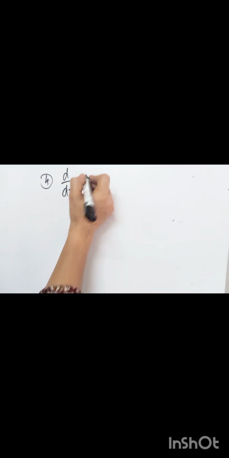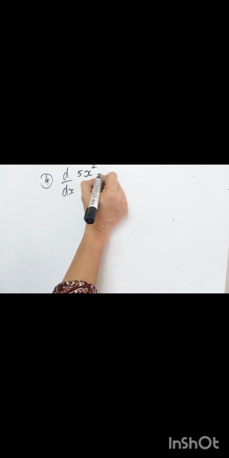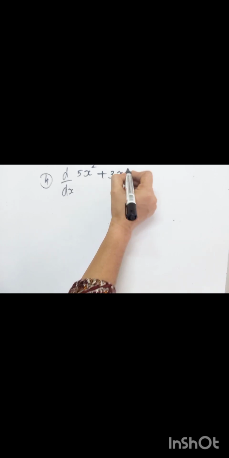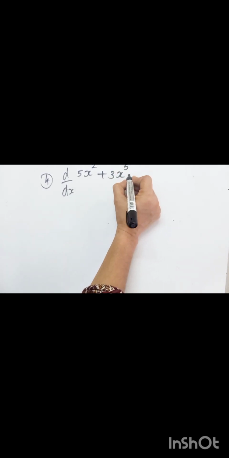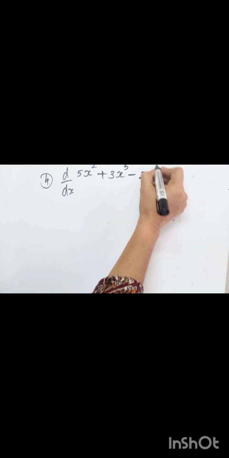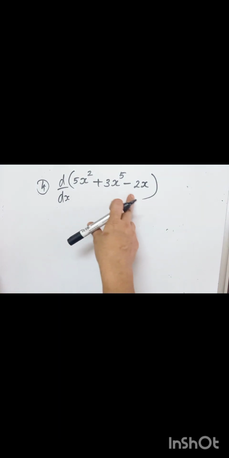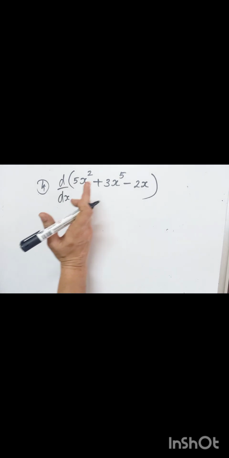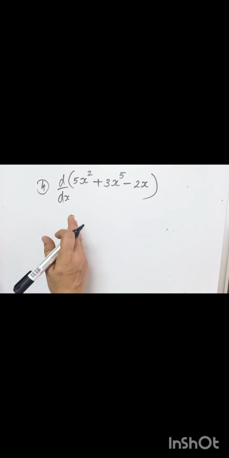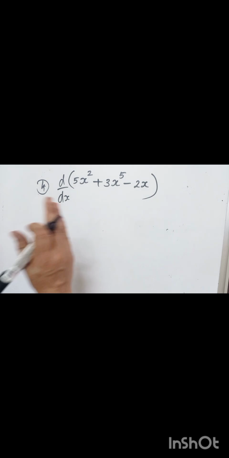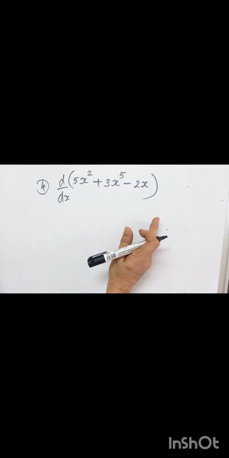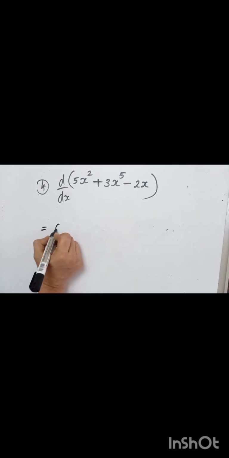Now next question, find the derivative of 5x to the power 2 plus 3x to the power 5 minus 2x. Okay. So here this consists of three functions, right? The sum and the difference of three functions. So you can do these three separately. Previously we had two expressions. Here the only difference is one expression is extra. So here you have to find each derivative separately.